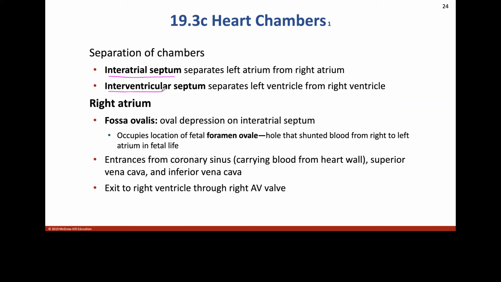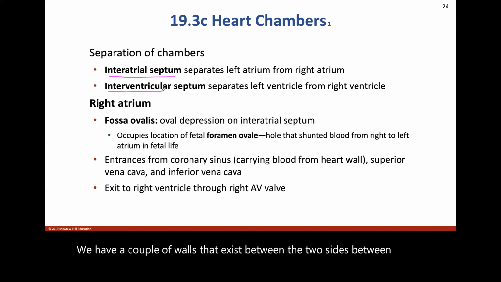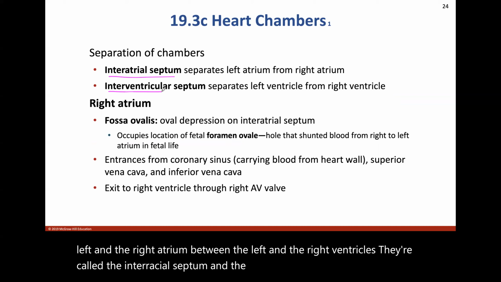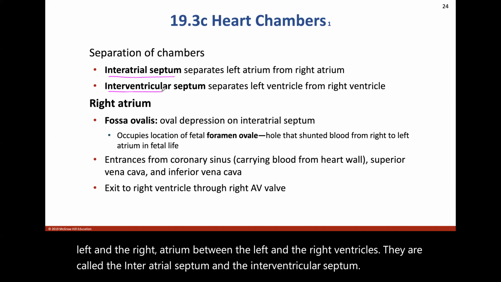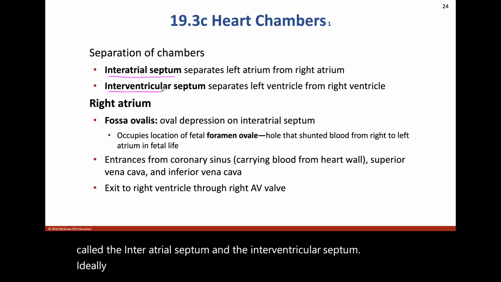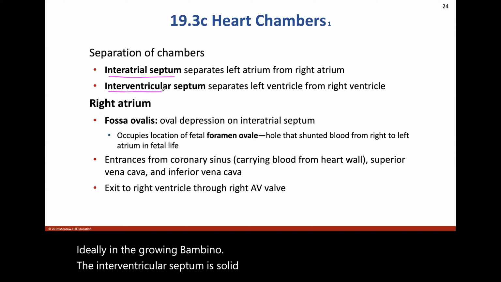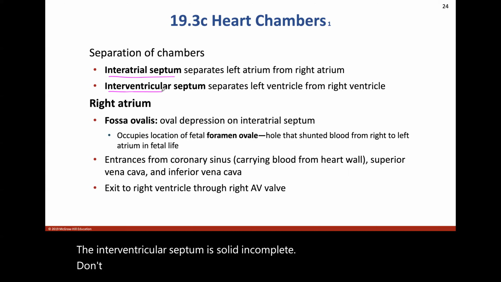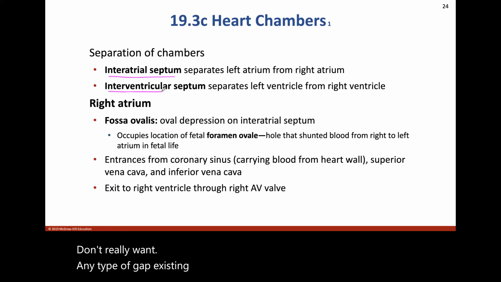We have a couple of walls that exist between the two sides, between the left and the right atrium, and between the left and the right ventricles. They are called the interatrial septum and the interventricular septum. Ideally, in the growing bambino, the interventricular septum is solid and complete. I don't want any type of gap existing between the two sides of the heart in utero.